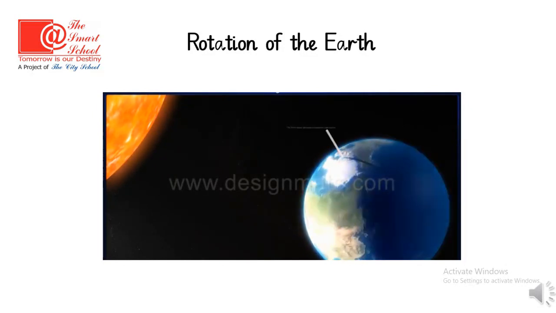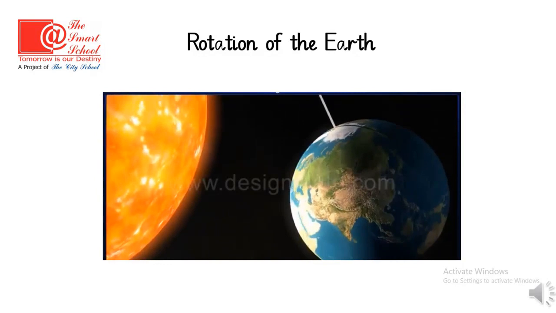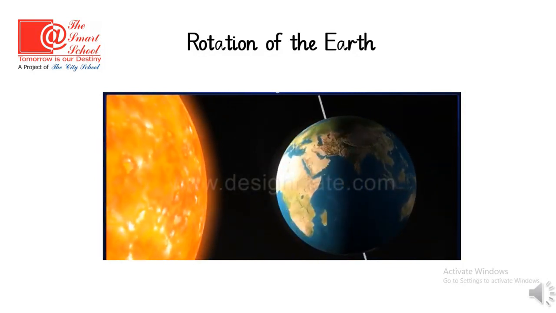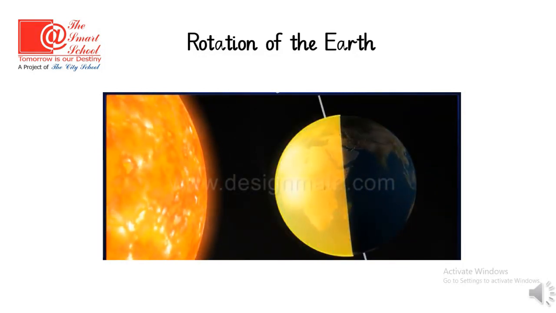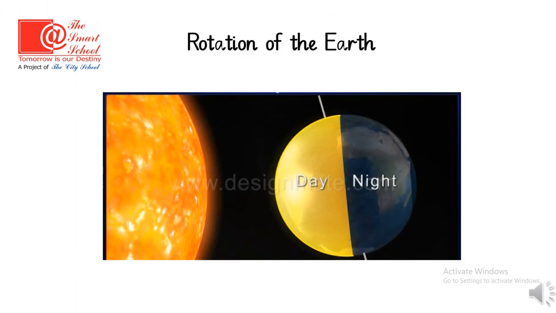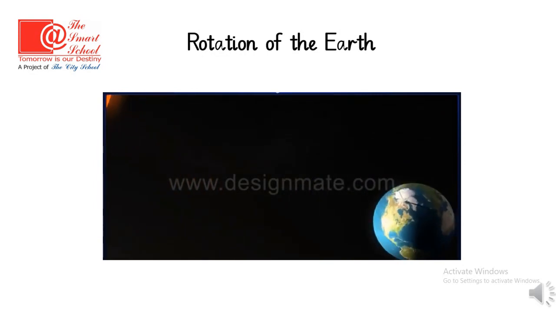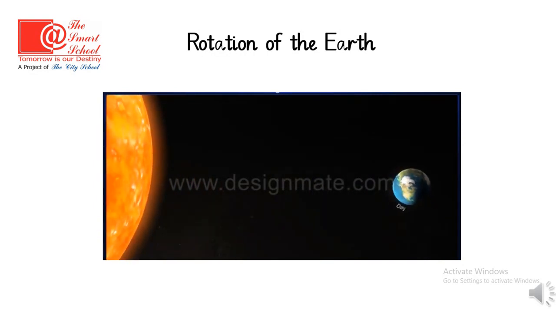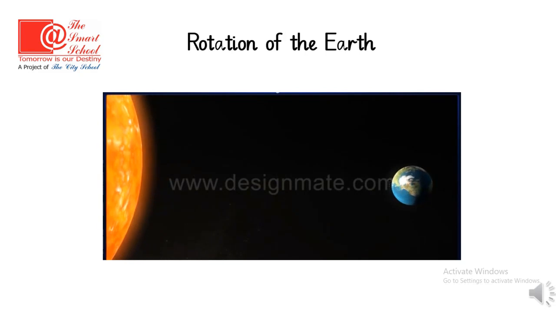Due to this rotation and positioning of the Earth and the Sun, it so happens that only one part of the Earth can face the Sun at any given time. Hence, the part that faces the Sun has day, while it is night on the other side of the Earth that is facing away from the Sun. Thus, the rotation of the Earth changes day into night and night into day again.